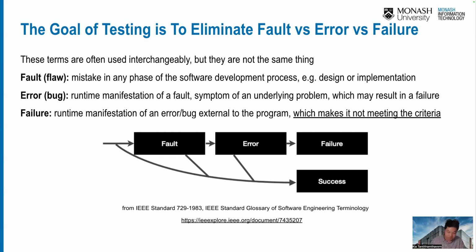Make sense? Any questions? There's a difference between fault, error, and failure. A failure is how the bug actually impacts the end user, external to the program. That's the failure. For example, the software crashes, the blue screen of the window, what else? Yeah, that's a failure.